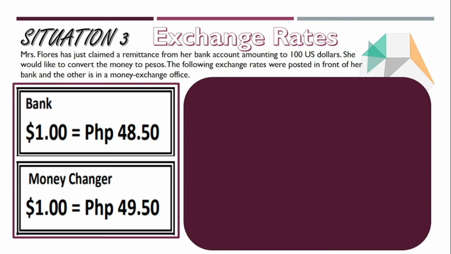So statistics play a vital role when it comes to exchange rates. So Mrs. Flores has just claimed a remittance from her bank account amounting to 100 US dollars. So she would like to convert the money to pesos. The following exchange rates were posted in front of her bank and the other is in a money exchange office. Okay, yung first dito, this is the exchange rate na nakapost sa front of her bank. Sabi dito na yung $1 daw ay equal sa 48 pesos and 50 centavos. And then sa other naman, dito sa money exchange office, yung $1 daw is equal to 49 pesos and 50 centavos.